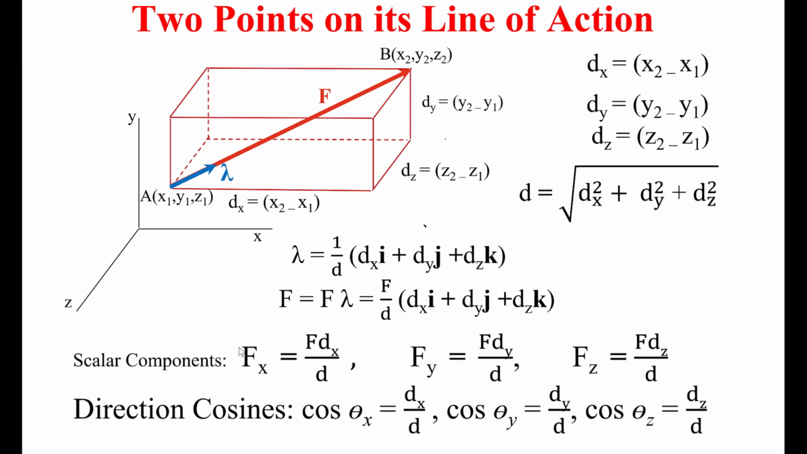So this is the x component of the force. You can get it either by F cosine theta x, or F multiplied by dx over d; Fy is F dy over d, Fz is F dz over d. Where is the cosine direction? Cosine theta x is equal to dx over d, cosine theta y is dy over d, cosine theta z is dz over d.